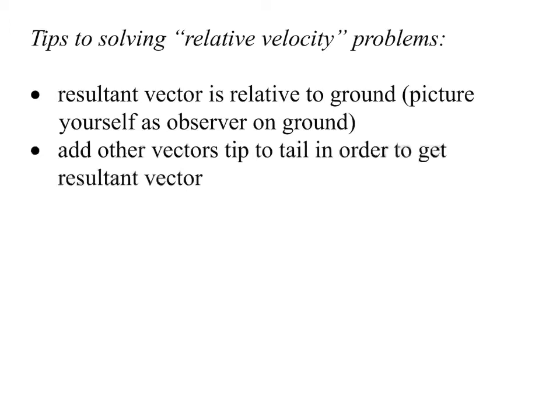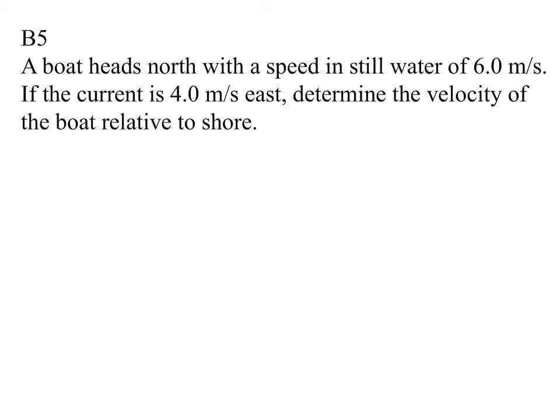Always add vectors tip to tail in order to get that resultant vector. Okay, so if I know that somebody is heading north across the river, then I'm going to draw a vector north. If I know the current is going to the east, I'm going to draw a vector east, and then of course adding my final vector in, the resultant vector from tip to tail. Okay, and then another reminder is that the resultant vector is not always the hypotenuse, and I'm going to show you an example like that in a minute, so make sure you're paying attention to that.